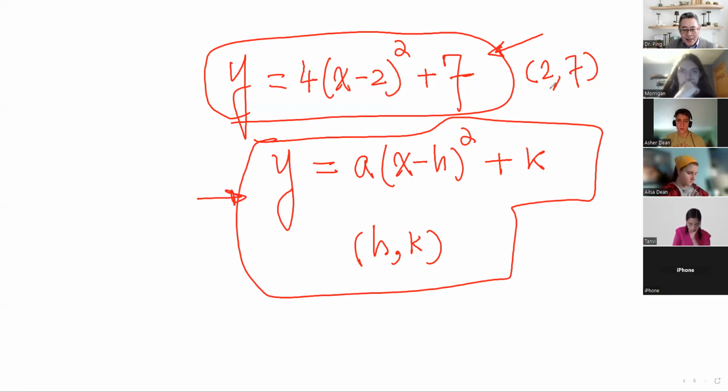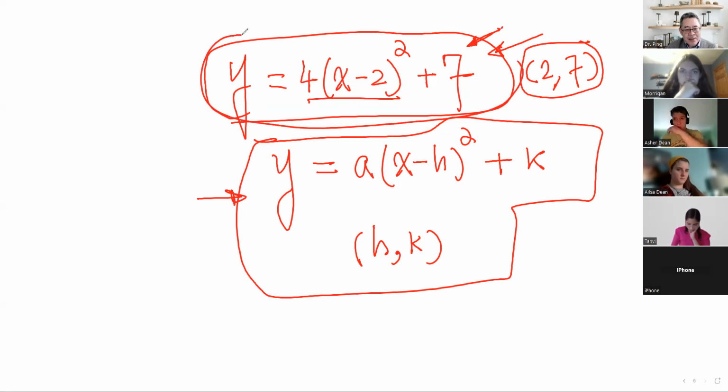And you can see the reason this is 2 comma 7: if you plug in x equals 2, this part is 0, then y has to be 7. So this point is a solution to this equation. That means when you graph this function, this point is on the graph.